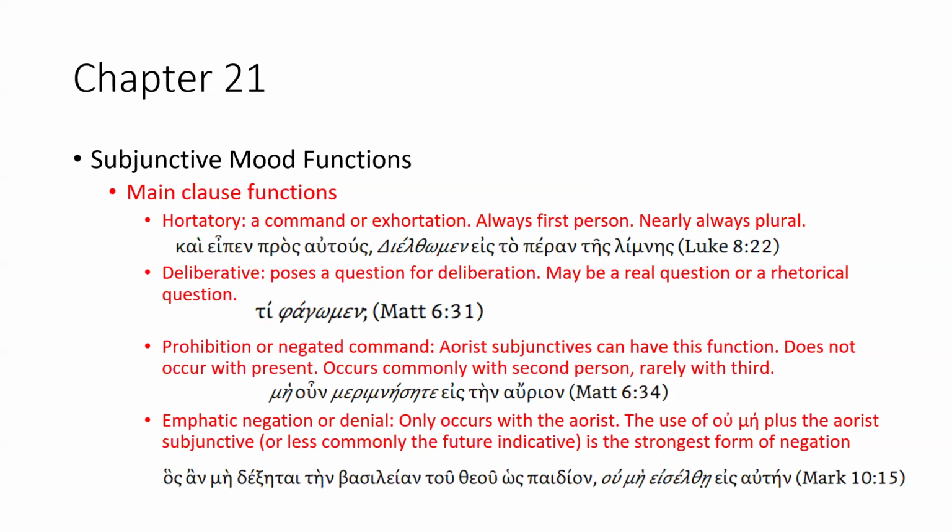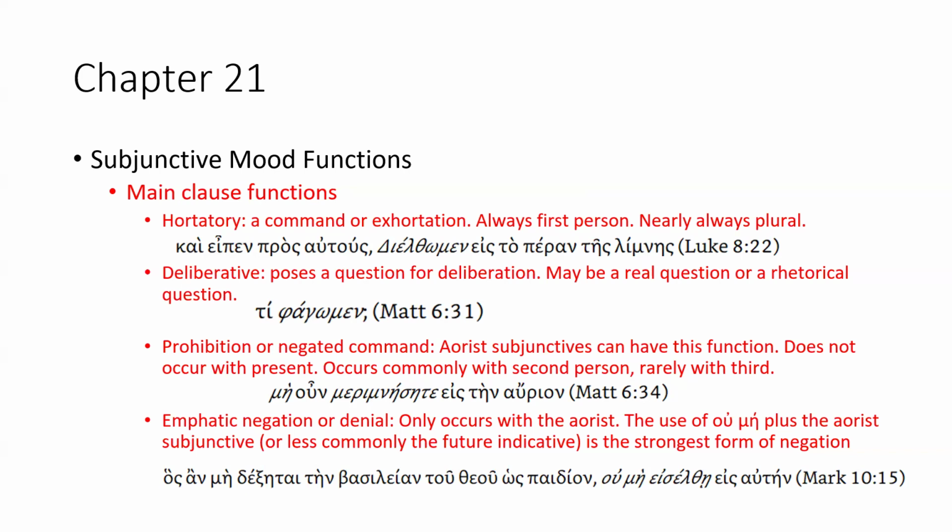Deliberative poses a question for deliberation, maybe a real question or a rhetorical question. Ti phagomen, what will we eat? Prohibition or negated command. Aorist subjunctives can have this function, it does not occur with present, and it occurs commonly with second person, rarely with third. Me oun merimnesete eis ten aurion. So do not worry about tomorrow.